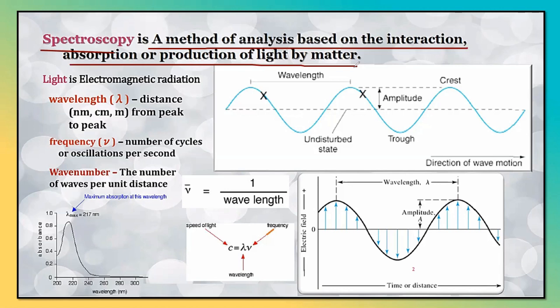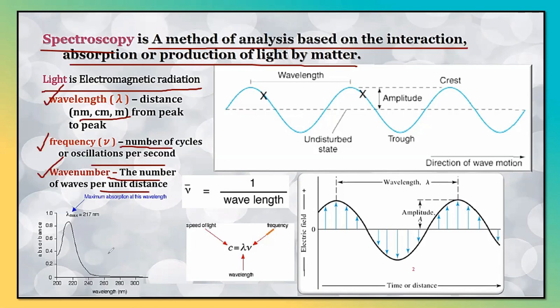Light is an electromagnetic radiation, and the wavelength of light is expressed in terms of nanometer, centimeter or meter. There are a few other terms we need to know along with wavelength: frequency, which is the number of cycles per second, and wave number, which is the number of waves per unit distance.